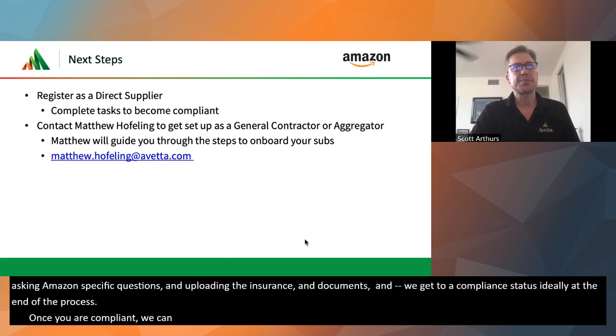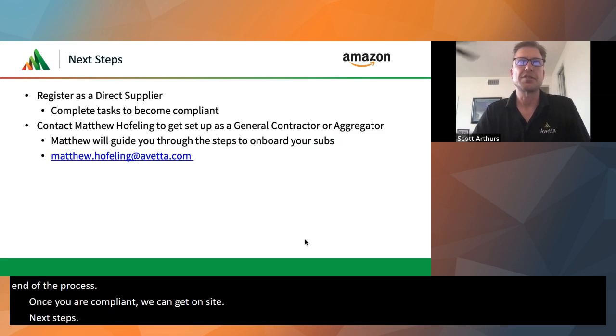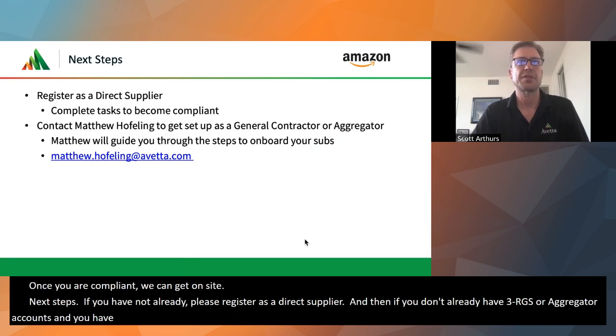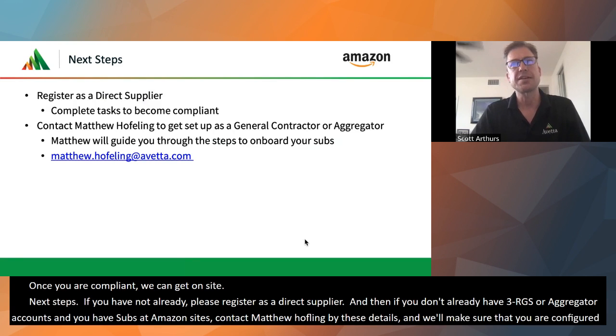So next steps, if you haven't already, please register as a direct supplier. And then if you don't already have a general contractor or an aggregator account set up and you do have subs that are working at Amazon sites, please contact Matthew Hoefling via these details, and we will make sure that you're configured, trained, supported, and set you up for success.